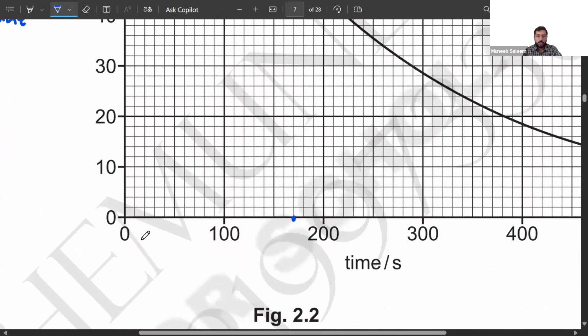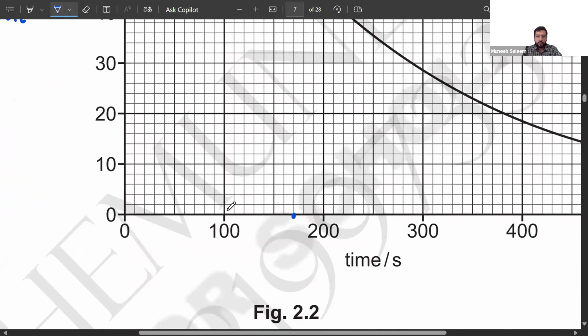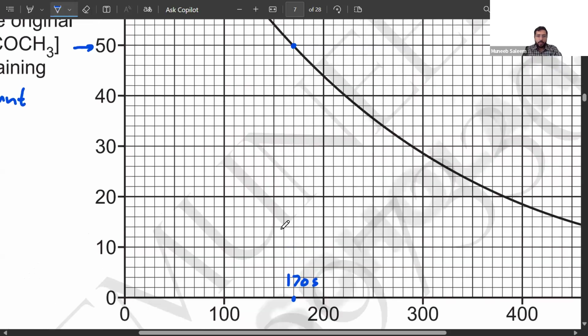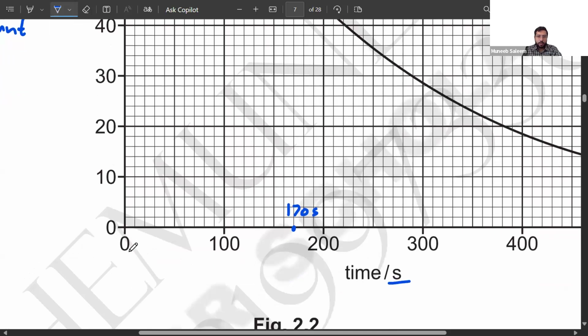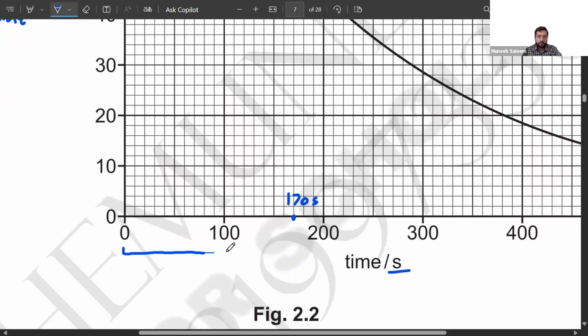If I check, this value is basically equal to, this is 10, 20, 30, 40, 50, which means this is 150, 160, and 170. So this value is coinciding at 172, the time in seconds. Now, this is my first half-life. So starting from 0 to this point, 172 seconds, this is my first half-life.